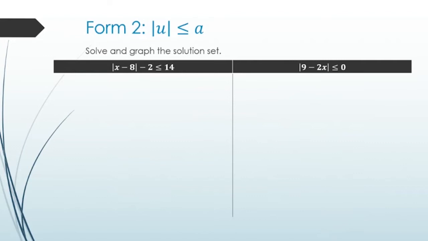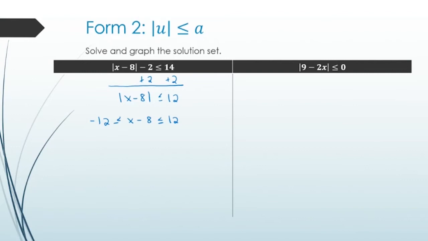So before we rewrite this into the compound inequality, we first have to get the absolute value by itself. So that means that -2, I have to add to both sides before I do anything else. So that gives me the absolute value of x minus 8 is less than or equal to 16. Now it's got that less than, so we're making a compound inequality. So I have x minus 8 is less than or equal to 16. And then on the other side, I put -16 is less than or equal to.